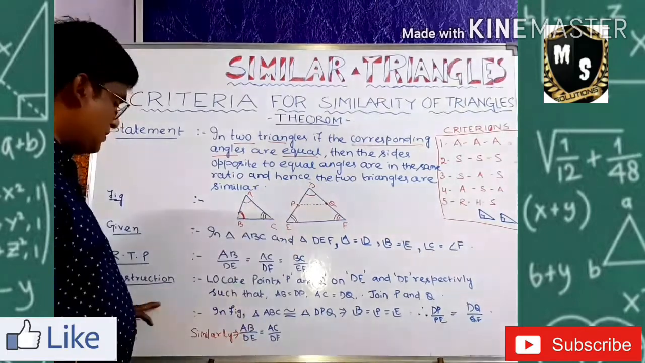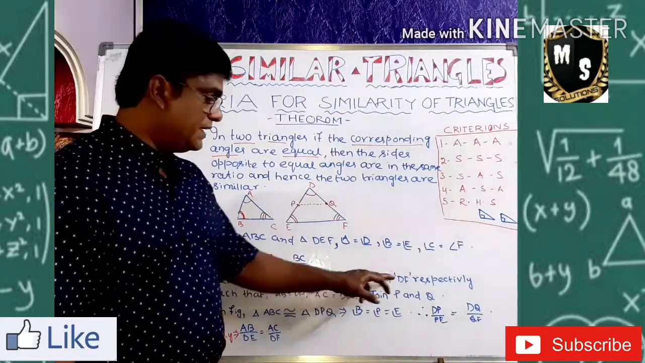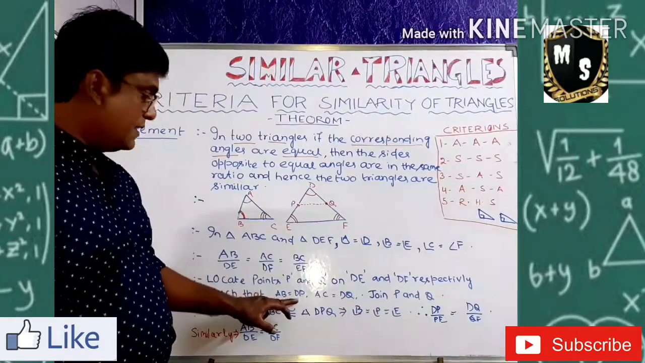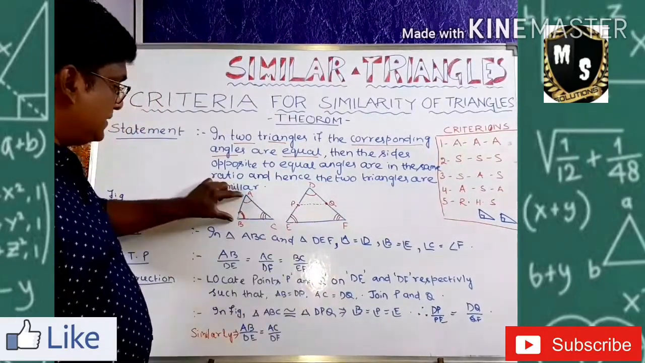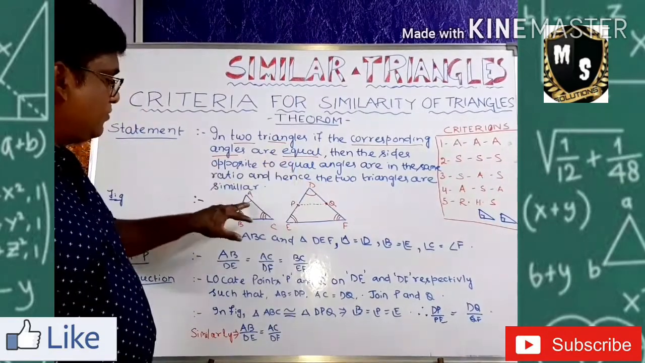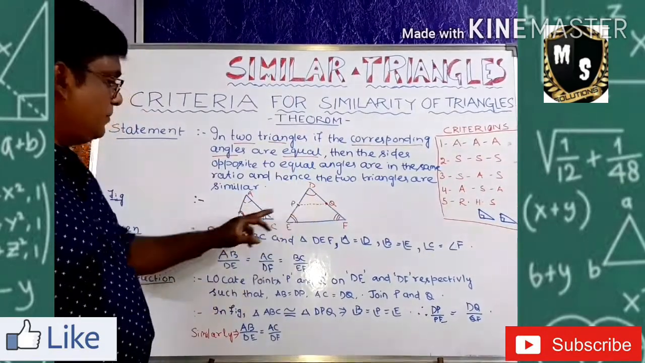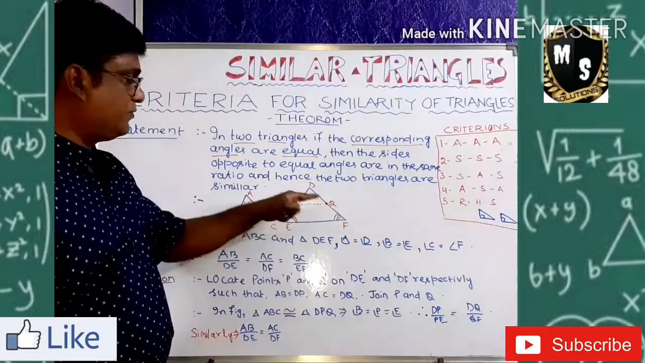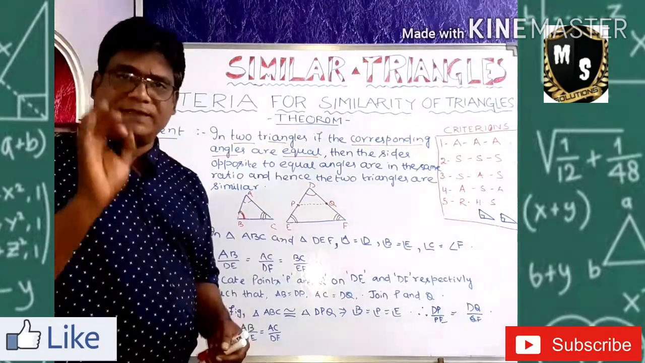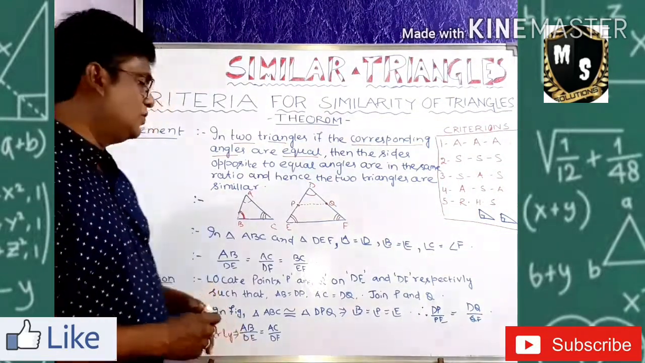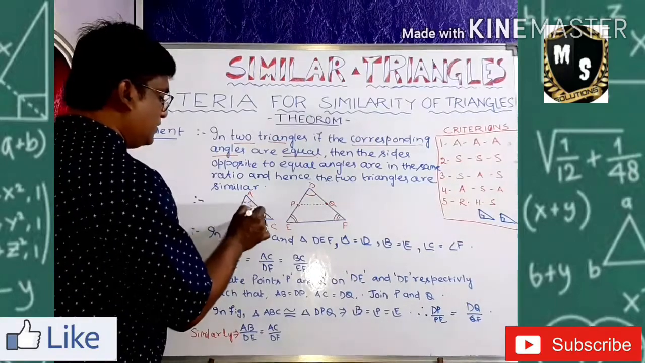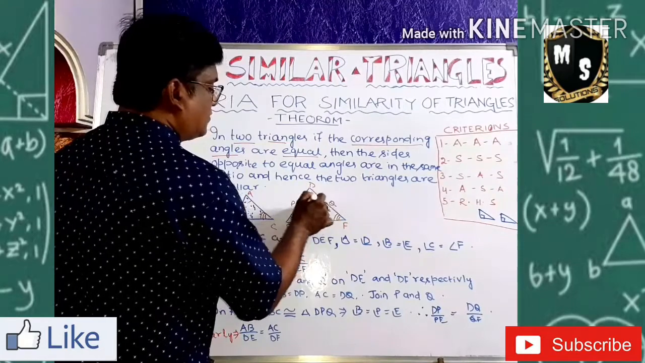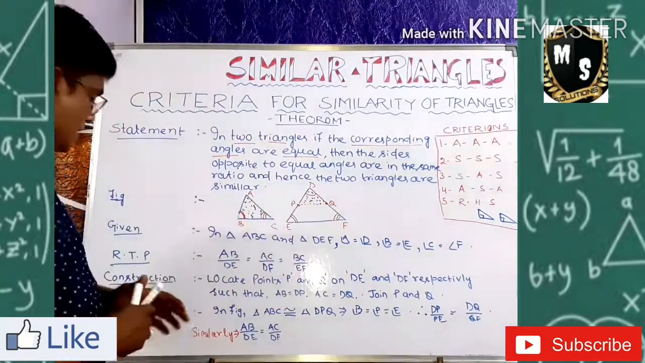That is written here. Locate the points P and Q on DE and DF respectively, such that AB must be equal to DP and AC must be equal to DQ, and join PQ. Clear? Now ABC triangle is congruent with DPQ triangle. Why? Because they have the same shape and same size also. So these two triangles are congruent. I am putting a dotted line by which it will be easy to understand. These two triangles are congruent. Clear now? Now come to the proof.